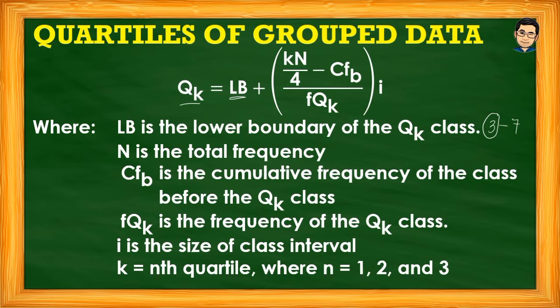Okay, so makukuha natin yan kapag pinag-add lahat natin ng mga frequency per class. Next, cumulative frequency before is the cumulative frequency of the class before the Q sub K class. Okay, so mamaya makikita nyo kung paano nag-work yung cumulative frequency na yan. Next, frequency of the Q sub K class.